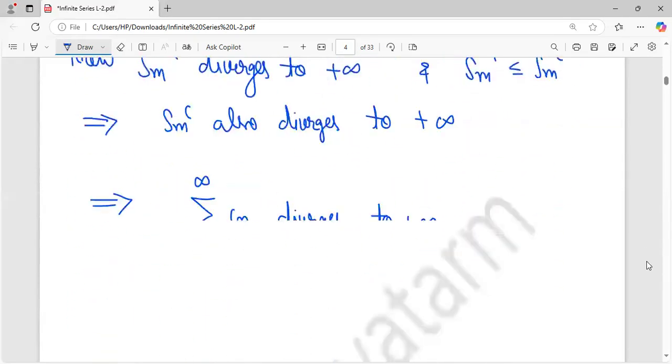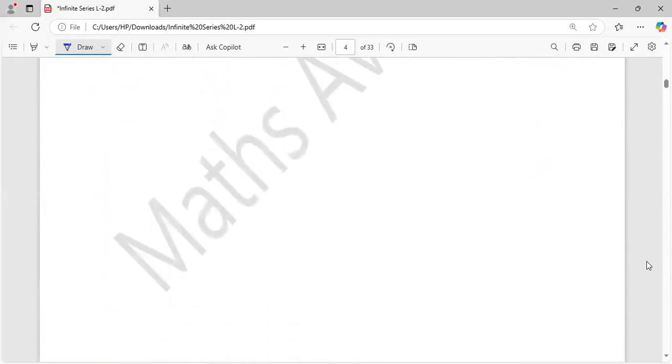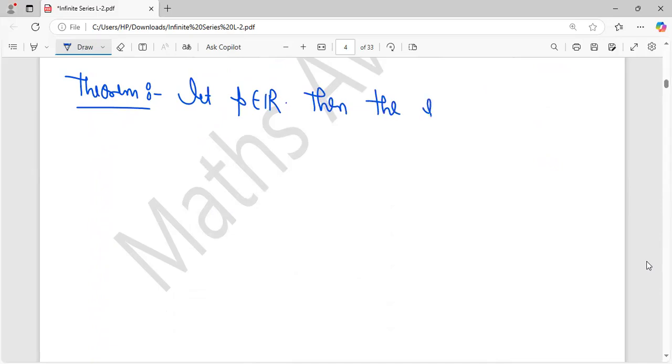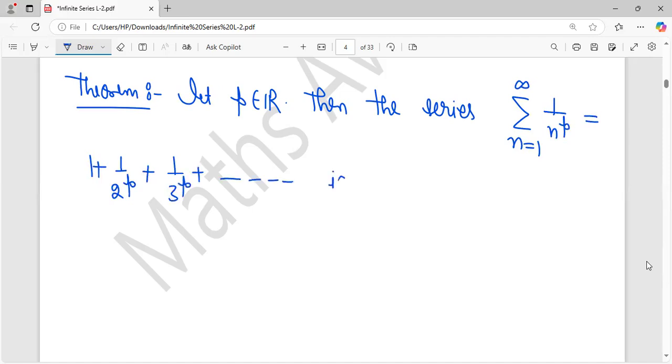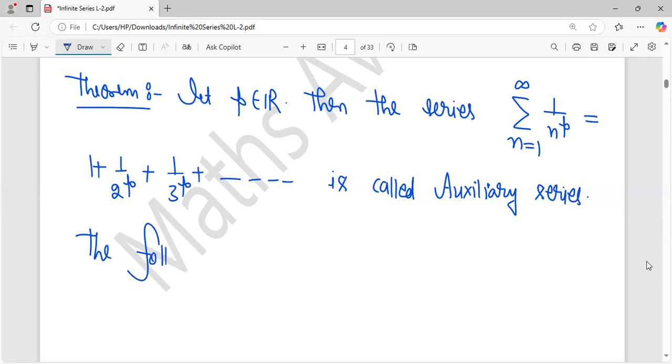Okay. Now theorem: let p belongs to R, then the series summation n goes to 1 to infinity 1 upon n to the power p, which is equal to 1 plus 1 upon 2 to the power p plus 1 upon 3 to the power p and so on, is called the auxiliary series. Okay. The following holds. What holds?